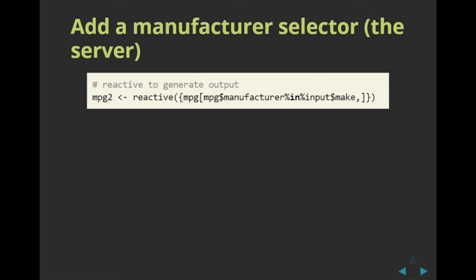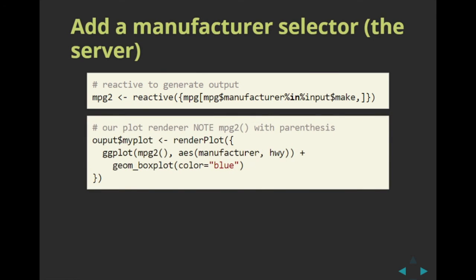reactive. And why am I choosing a reactive here instead of an observe? Right, I'm producing output. So I want my app to run mpg2 when the user makes changes. And I'm filtering basically using %in% here. I'm filtering based on manufacturer. And then in my renderPlot function, instead of mpg, I'm giving it that reactive. And note the parentheses. So when the user makes changes, I want this reactive to run, and I'm putting it right in place of the data.